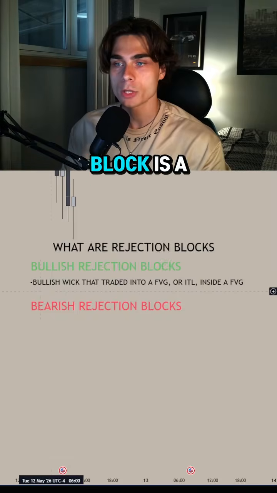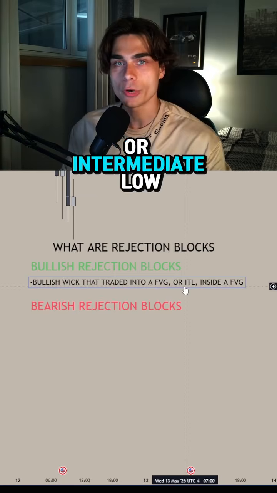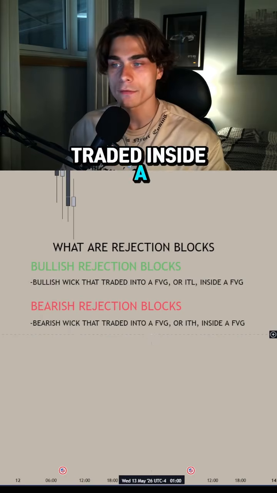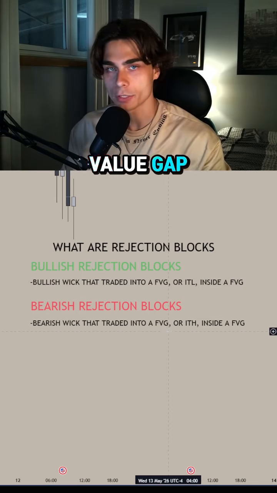Okay, so a bullish rejection block is a bullish wick that traded into a fair value gap or intermediate low inside a fair value gap. And a bearish rejection block is the opposite. So it's a bearish wick that traded inside of a fair value gap or an intermediate high inside a fair value gap. So let me show you an example in the chart.